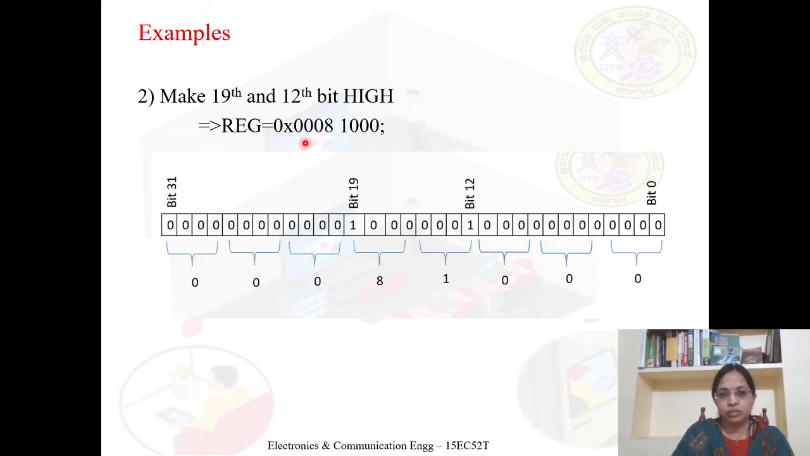So this will give us the answer as 0x00081000, with 3 zeros. And if we want to do the same thing using the binary representation, then we have to write the left shift operator 2 times. One time to shift the 1 by 19 places and another time to shift 1 by 12 places. And when we are writing more than one left shift operator, then we have to separate them by the OR operator. So this statement will make both the 12th bit as well as the 19th bit high.